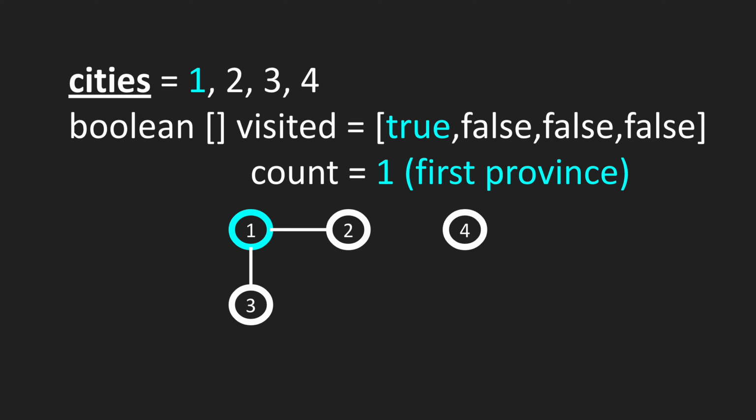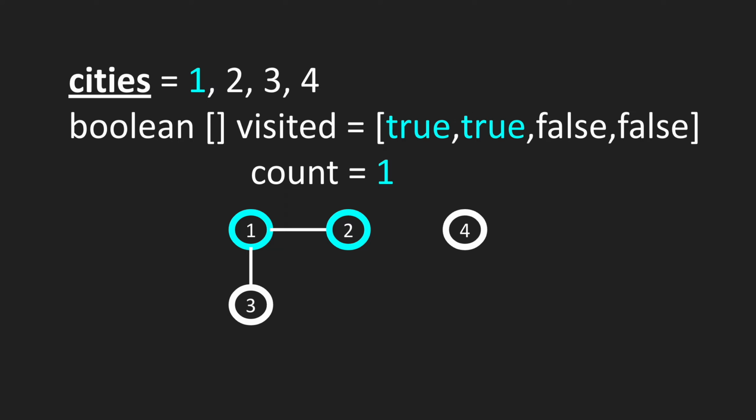And now we are doing a depth first search for city 1. So we are going to the second city. So we have visited that. We are still in the same province. So we are setting the value in visited to true. And then we are going to the next branch, which is 3. So we are visiting 3, and again setting that to true in our visited array of Boolean.